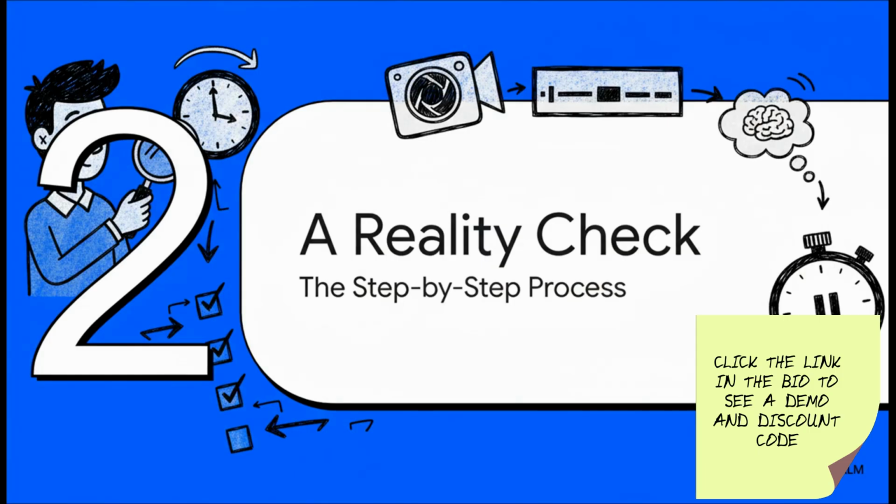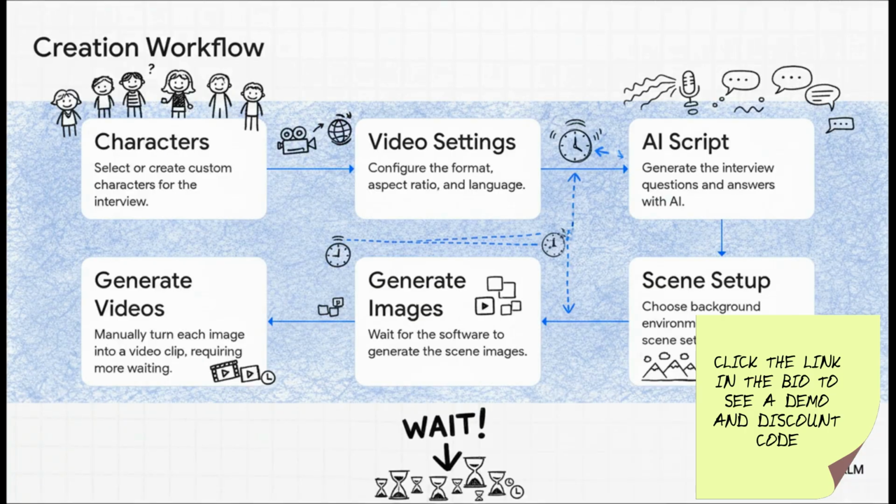Now for the reality check. We're going to walk you through the actual step-by-step process a reviewer followed to make one of these so-called 60-second videos. And yeah, it turns out the workflow is a lot more involved than just clicking one button. You've got to pick your characters, tweak all the video settings, get the AI to generate a script, but then you hit the waiting game. First, you have to wait around for the background images to generate. And then you have to go in and manually tell it to create a video for each little scene. And that means, yep, more waiting.